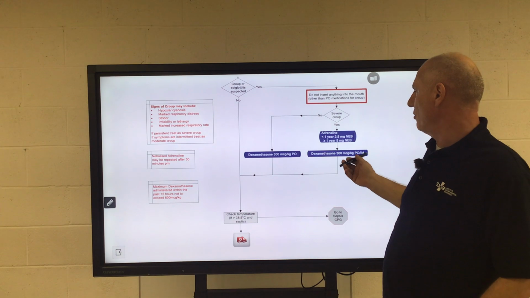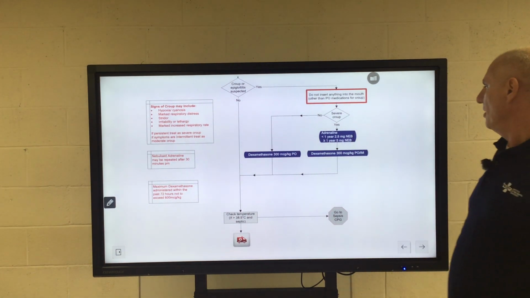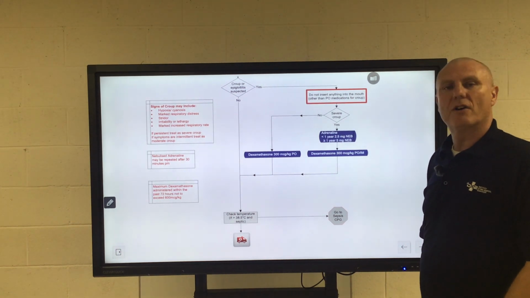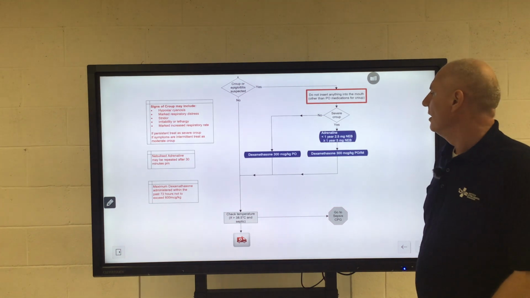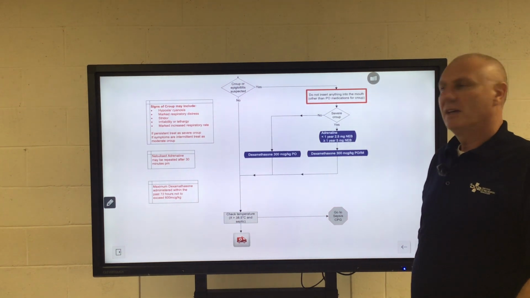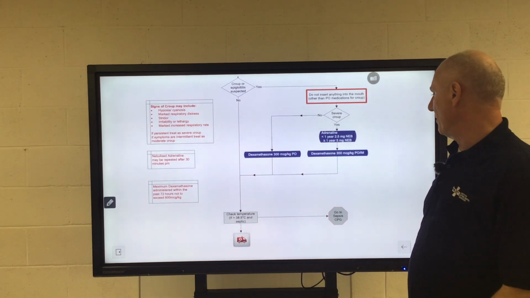Okay, they're the real big changes. Here they are here. Adrenaline less than a year, 2.5 milligrams neb. Over a year, 5 milligrams. So the age changes at a year. So any child over a year gets 5 milligrams of epinephrine. Under a year gets 2.5. Dexamethasone is 300 mics per kilo, PO, or 300 mics per kilo intramuscular. So we have a couple of different routes there.